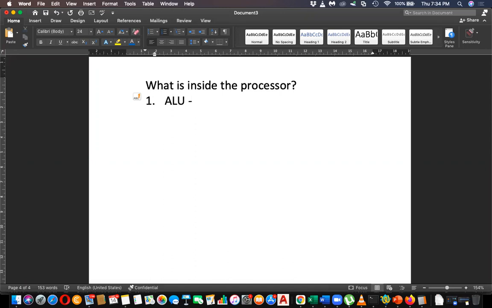Yes, arithmetic logic unit. Sometimes you call it logical arithmetic unit. You can say arithmetic and logic unit. In the book it is given as arithmetic and logical unit. Yes, both are correct: arithmetic and logical unit, or arithmetic and logic unit, or arithmetic logic unit. Whatever.